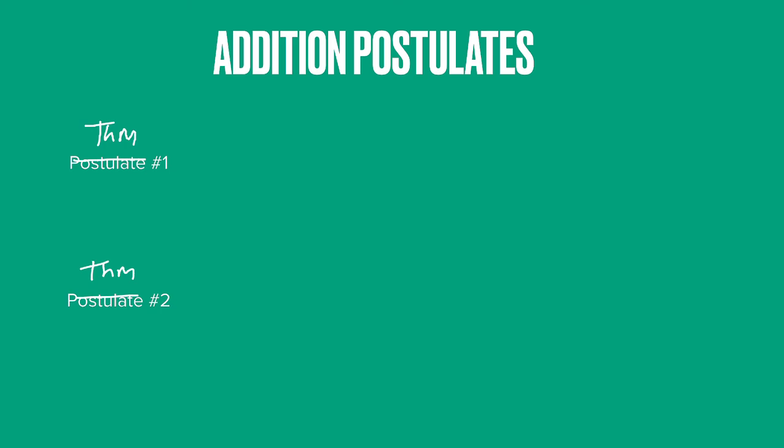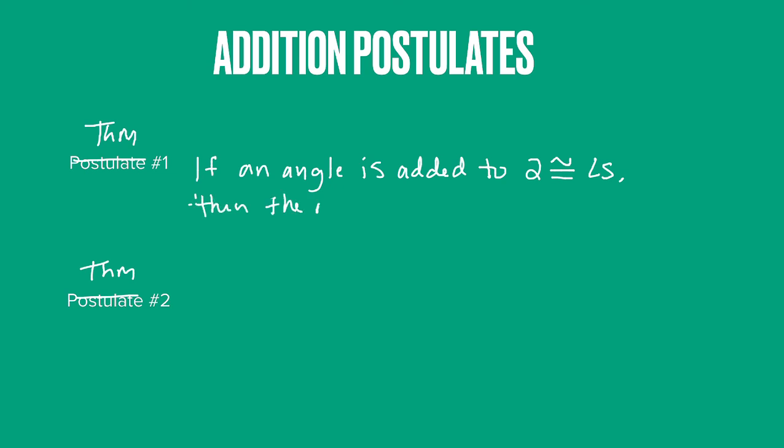So the first theorem working with this postulate says this. If an angle is added to two congruent angles, then the resulting angles are congruent. That's what we did in our first example.